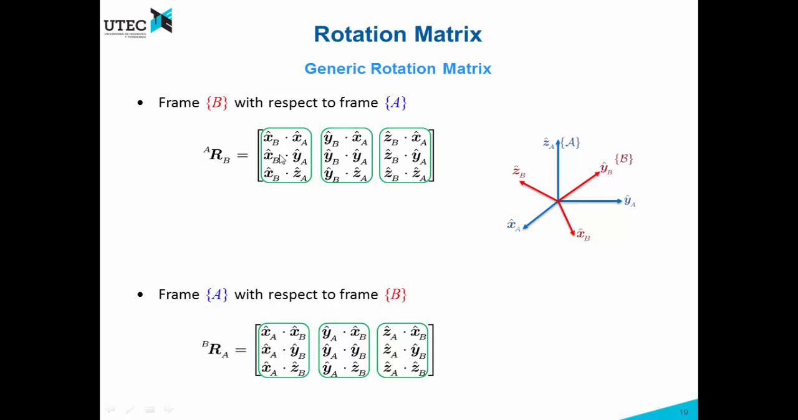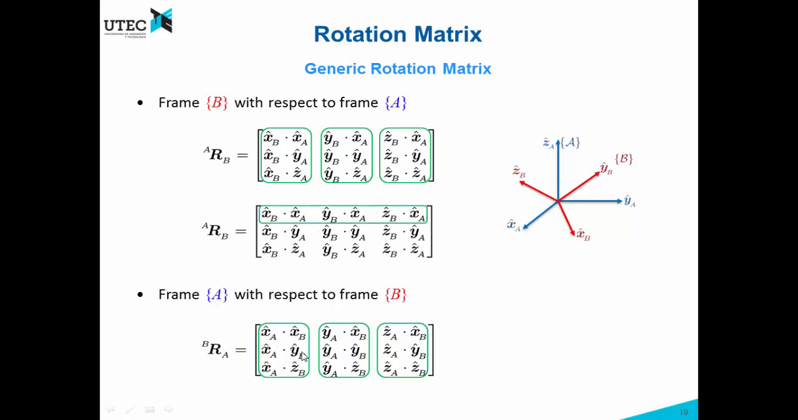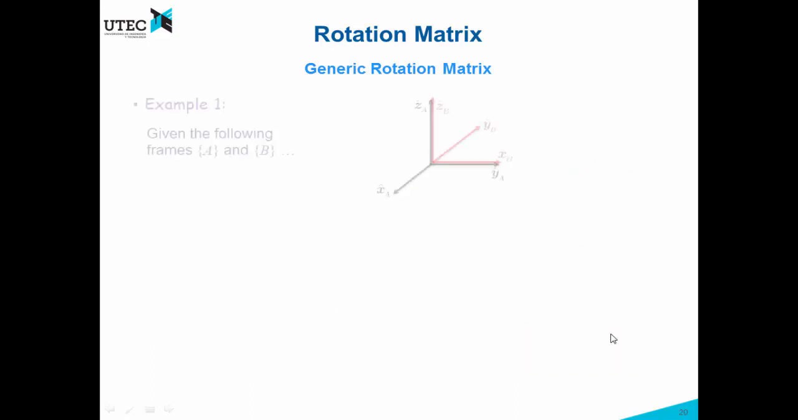Now you can see that these two matrices have something in common. If we rewrite this matrix, we see that here the row is exactly the same as this column. This second row is also the same as this second column. And this third row is the same as this third column. So we can say that this matrix is a transpose of this matrix, and that is a very important definition: that RA with respect to B is the same as RB with respect to A transposed.